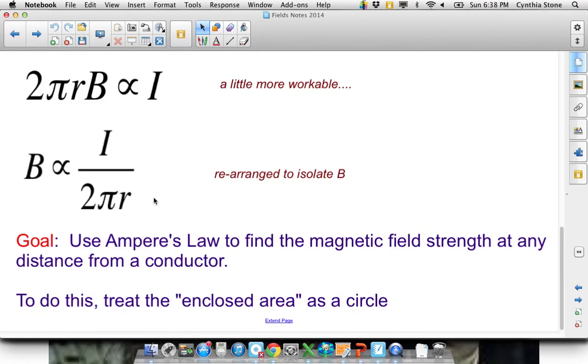So if I want to use, this is Ampere's law though, and if I want to use his law to find the magnetic field strength any distance from a cylindrical conductor, it has to be cylindrical, obviously, because of the idea that it has to be a circle. So this is only true if we're talking about something that's a circle.